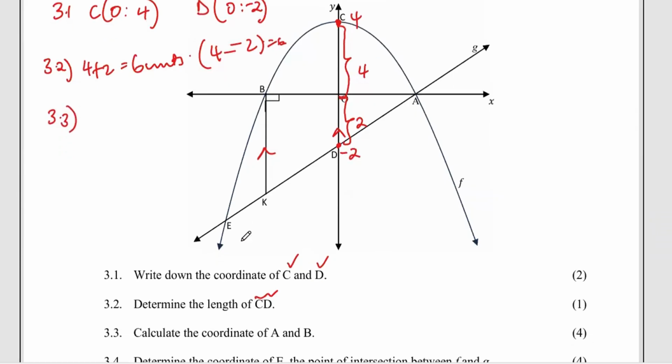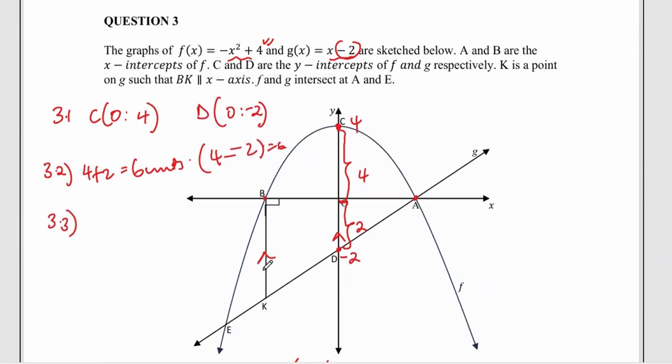calculate the coordinates of A and B. So we're seeing that A represents the x-intercept of f and g. Then B represents also the x-intercept of f. So we can use either the straight line to get the coordinates of A, or we can use the parabola to get the coordinates of both. There's no problem with that.